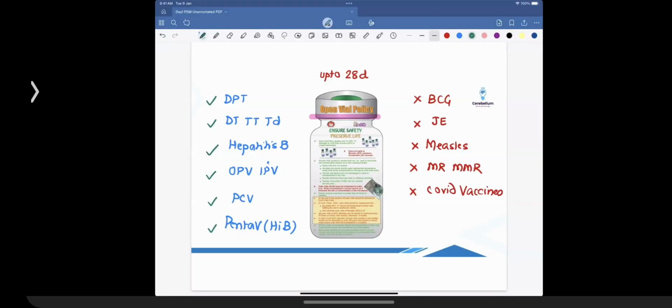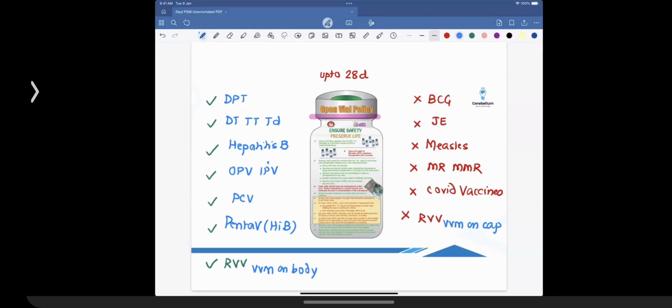Only one student has answered correctly. It depends on where exactly is the VVM present. If VVM is present on body, it is applicable. If VVM is present on cap, then it is not applicable, right? So VVM, if on the side of the vial, open vial policy is applicable for rotaviral vaccine.